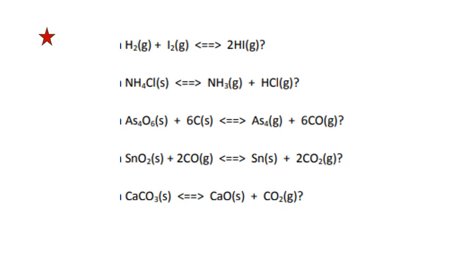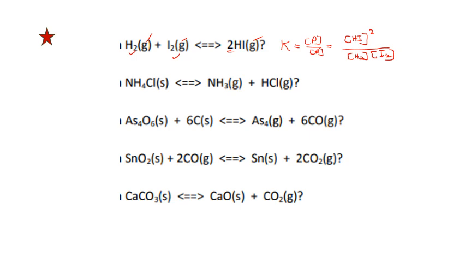The first one is H2 plus I2 gives 2HI. So what we can do here is write the K expression, which equals product over reactant. Which are the products here? Only one product we have, that is HI, and we have a coefficient 2 that will be the exponent here, superscript, and we have two reactants, all in gaseous phase. So I can write H2 and I2 here.